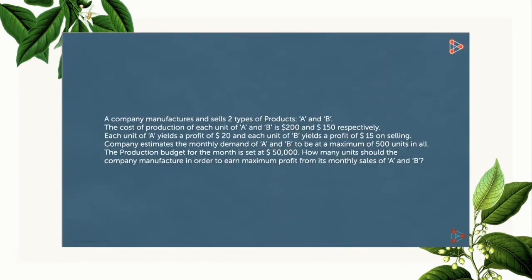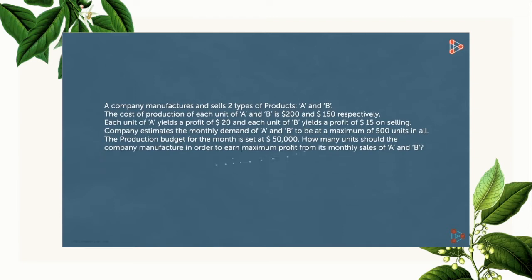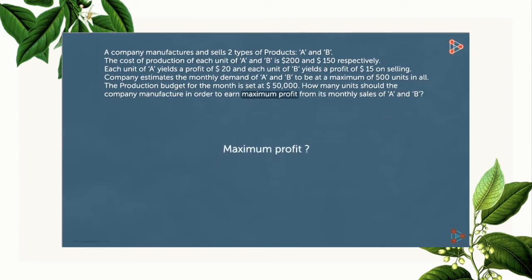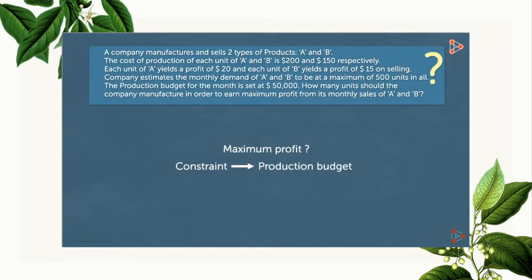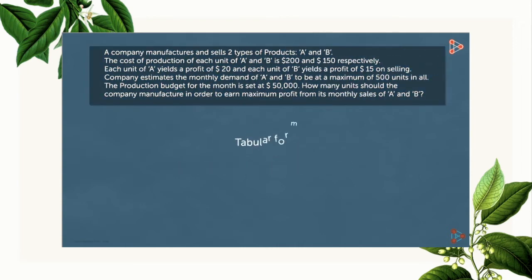Go through this example. We have to find the maximum profit the company can earn with a constraint. The constraint here is the production budget. But how do we approach this problem now? First, let's try to represent this problem in a tabular form. Can you give it a try?